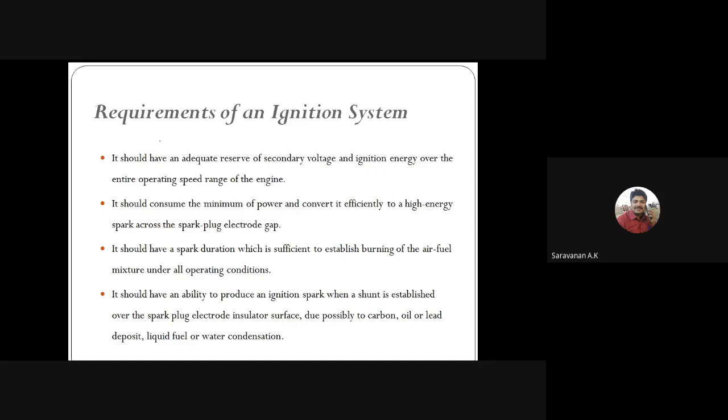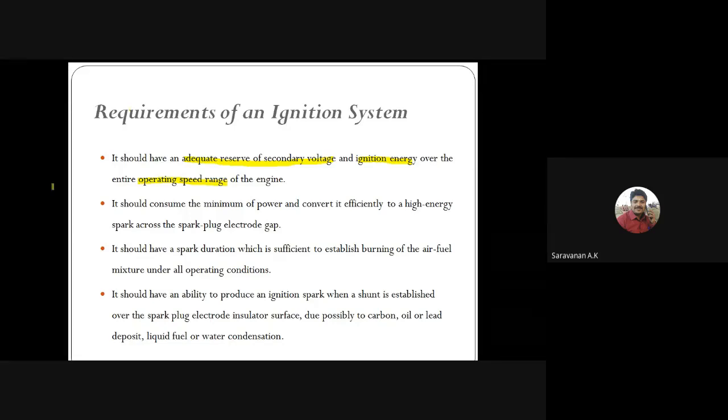Then what are the requirements of an ignition system? We can see them one by one. It should have an adequate reserve of the secondary voltage and the ignition energy over the entire operating range of the different speeds of the engine.